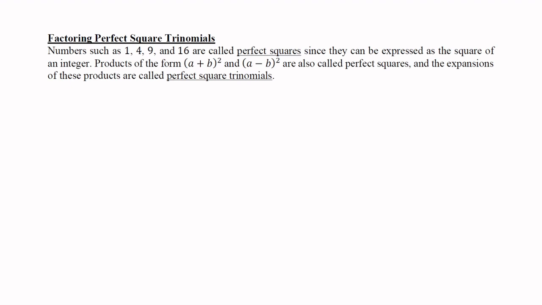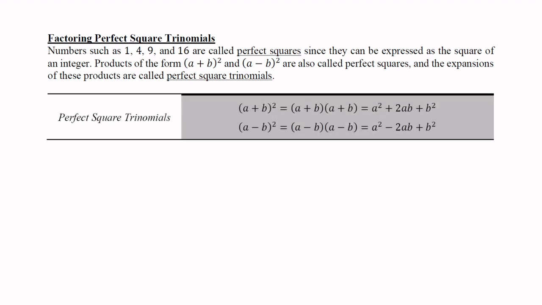Numbers such as 1, 4, 9, and 16 are called perfect squares since they can be expressed as the square of an integer. Products of the form a plus b quantity squared and a minus b quantity squared are also perfect squares, and the expansions of these products are called perfect square trinomials. So a perfect square trinomial is defined as such: a plus b quantity squared is a squared plus 2ab plus b squared, and a minus b quantity squared is a squared minus 2ab plus b squared. So you notice the only difference between the two is the sign of your middle term.